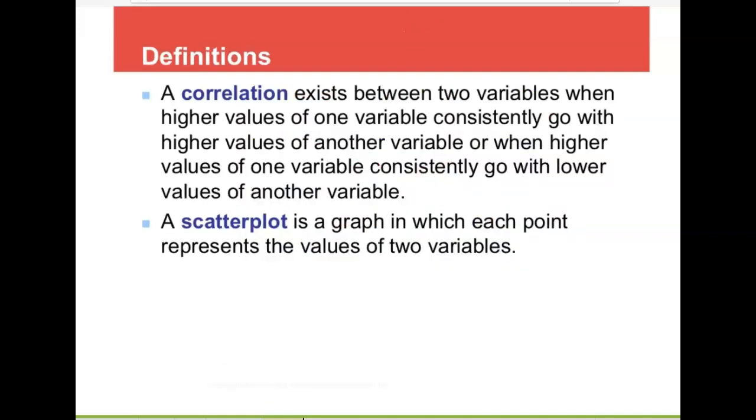All right, so a correlation exists between two variables when higher values of one consistently go with higher values of another, or when higher values of one consistently go with lower values of another. And I don't really like the definition our text gives. It means a linear association. And a scatter plot is a graph in which each point represents the values of two variables. You guys have seen scatter plots in the past, I'm sure.